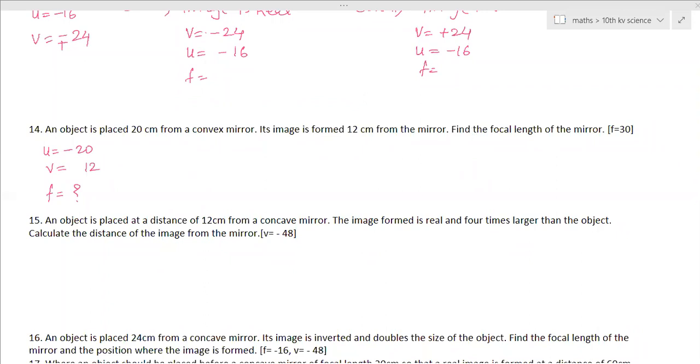Ma'am, how is V plus 12? Which mirror is this? Convex. So convex mirror means the image is formed on the right hand side. Okay, fine, I got it. Image is always formed on the right hand side, and it's always virtual. Next question, Aditya.